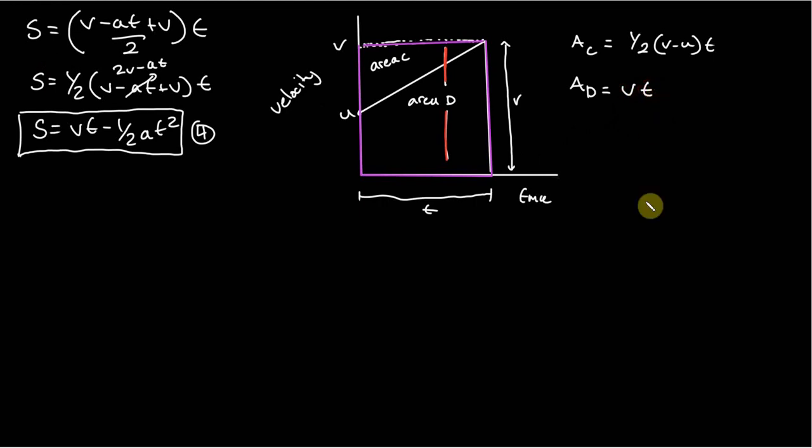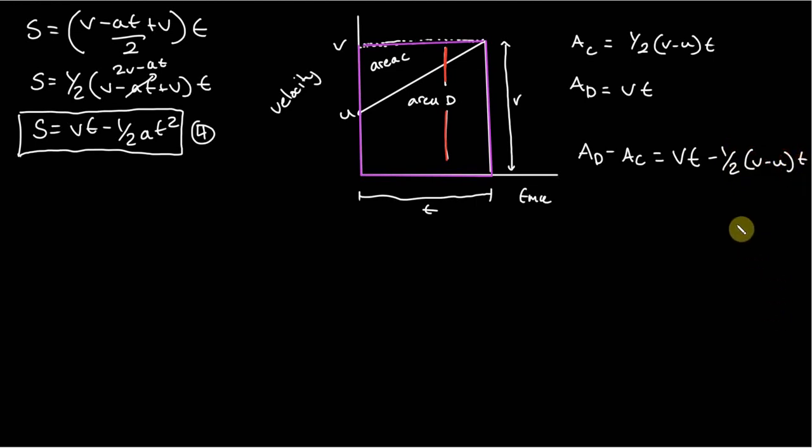Area D is vt. And now, to find the area under the line, which is essentially the entire point here, we want to subtract the area of the triangle, area C, from the large rectangle, right? From area D, which gives us similar algebra to the previous example in considering the third equation. And so to do that, we can say that it's AD minus AC, and what we end up with is vt minus 1/2 (v minus u) times t.